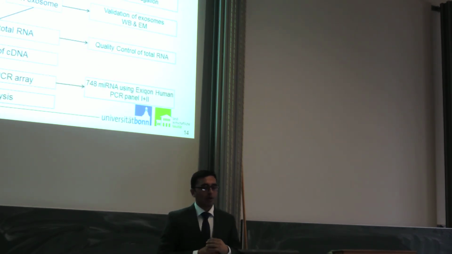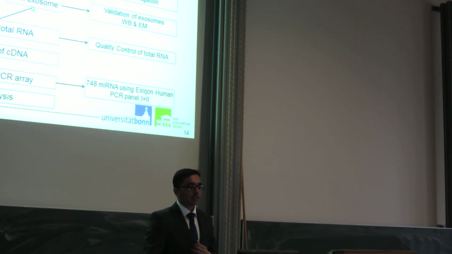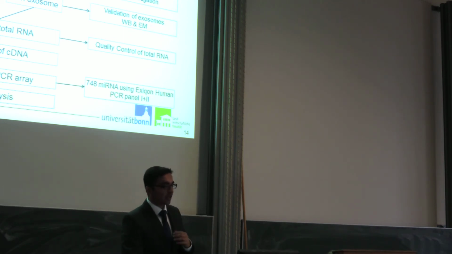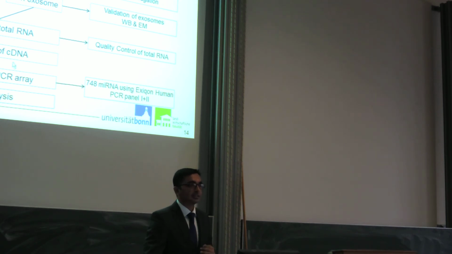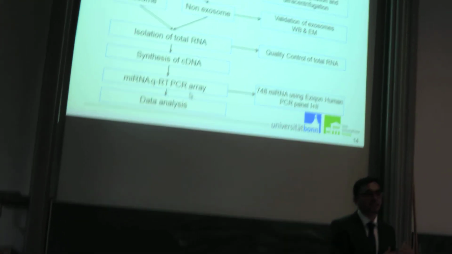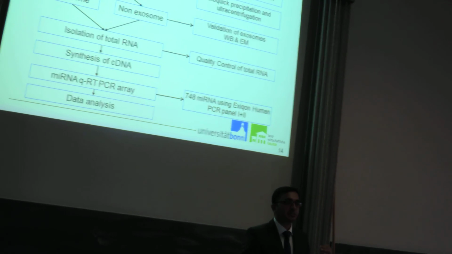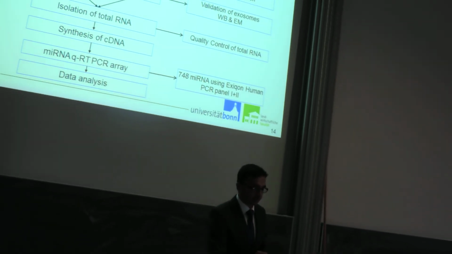Follicular fluid from both groups was purified using centrifugation and filtration. Exosomes were isolated from the purified follicular fluid using ExoQuick precipitation or ultracentrifugation. And then the efficiency of exosome isolation was validated using Western blot and electron microscopy. Following total RNA isolation, cDNA was synthesized and a microRNA qPCR array was used to identify those microRNAs and find out the differential regulation of the microRNAs. Data was analyzed using available web-based analytical software.